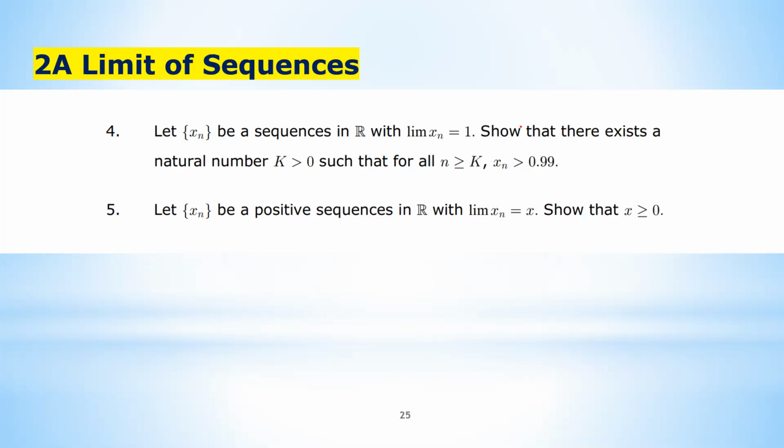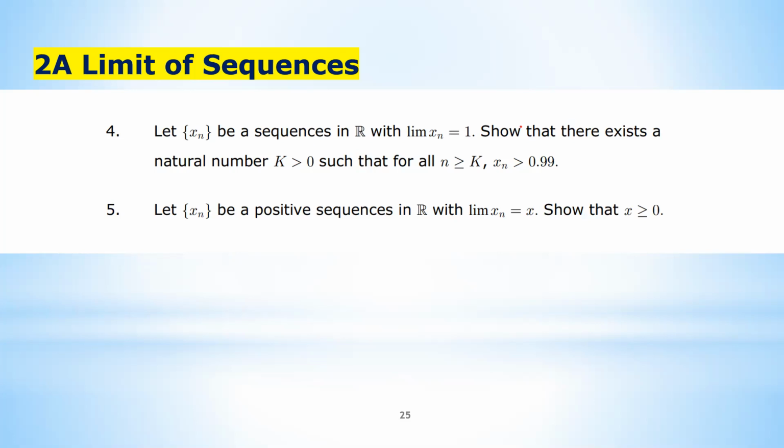In R, with the limit of xn equal to x, what we want to show is that the limit itself has to be non-negative. The limit itself may not be strictly positive. Think about xn equal to 1 over n. 1 over n is positive, but it goes to 0. It does not approach something strictly positive. So the best you can show is that x has to be greater than or equal to 0.